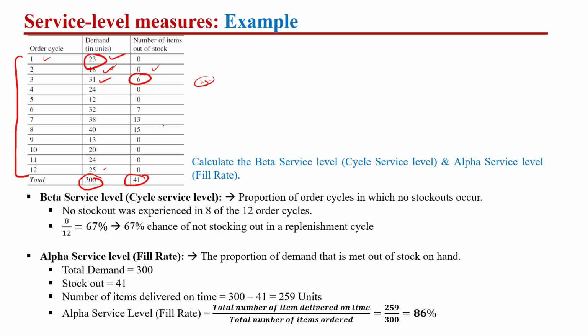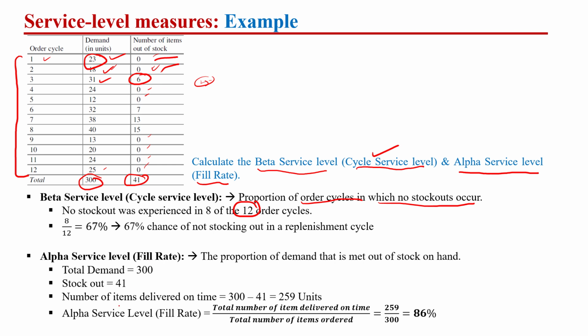So based on this data, how can we calculate the cycle service level, which is also known as beta service level, and how can we calculate the fill rate, which is also known as alpha service level? As far as the beta service level or the cycle service level, it is based on the order cycles in which no stockout occurs. So how many order cycles? That is 12. So out of 12, how many times was there no stockout, when there are zero items out of stock? Okay, so we can count that out of 12 there are 8 order cycles in which no stockout occurs.